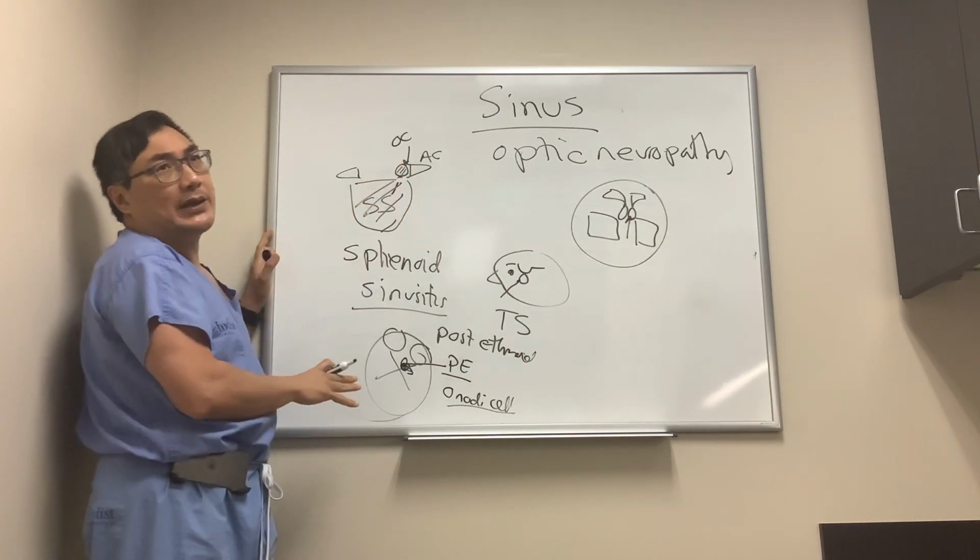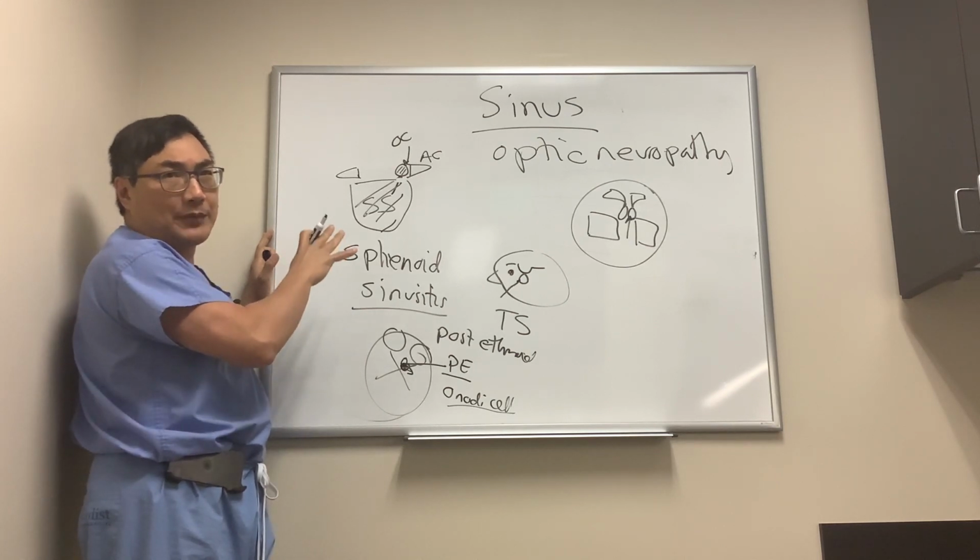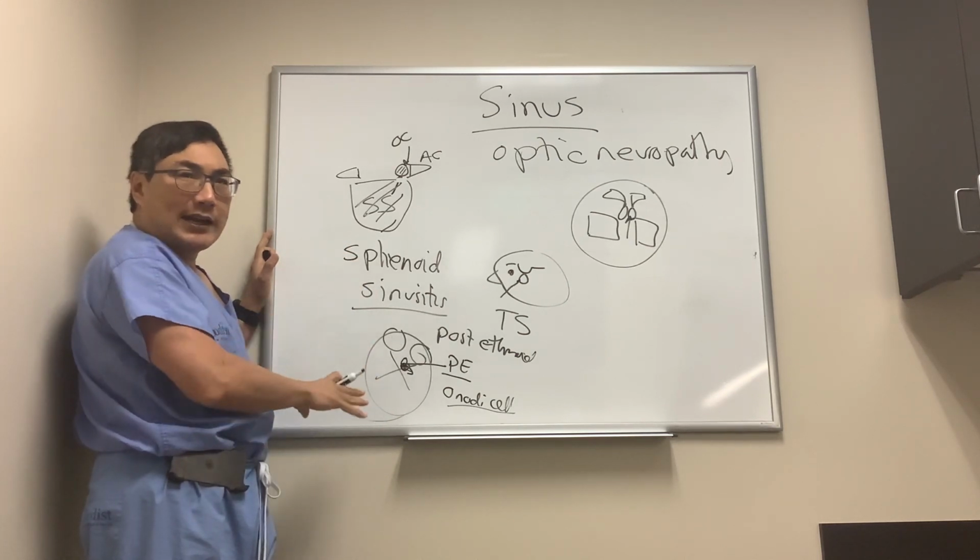And so you need to know a little bit about some of these sinuses in terms of optic neuropathy: ethmoid, Onodi, and sphenoid.